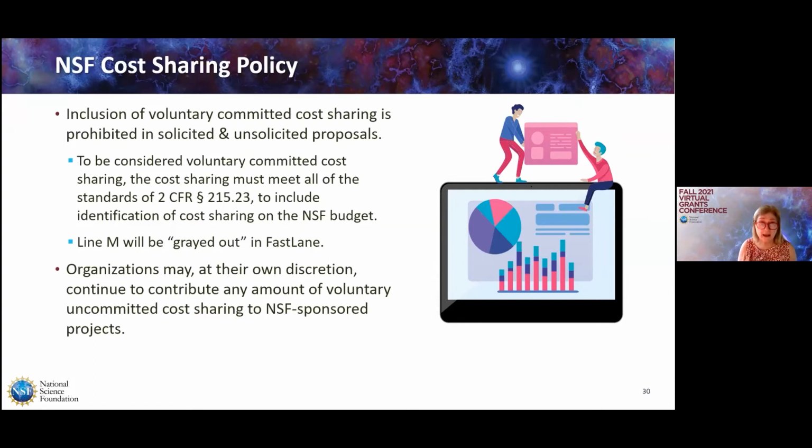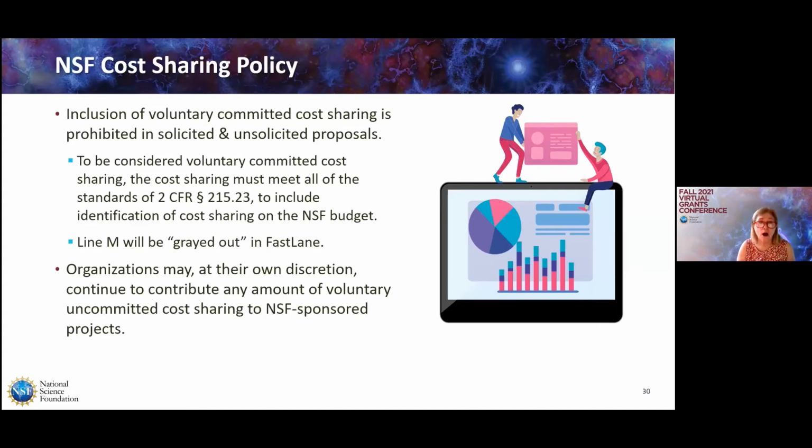And so NSF tells you that if you include voluntary committed cost sharing on the budget, say the piece of equipment is $25,000, and you say, but I want to lower that budget amount because I want to make it look more appealing to NSF, so I'm going to put $15,000. That is a violation of NSF's cost sharing policy because you put it on the budget. The true amount was $25,000.